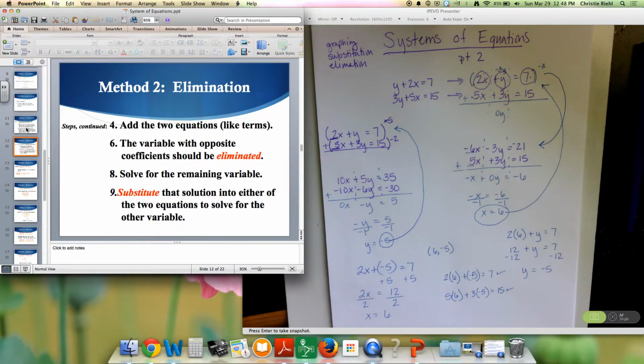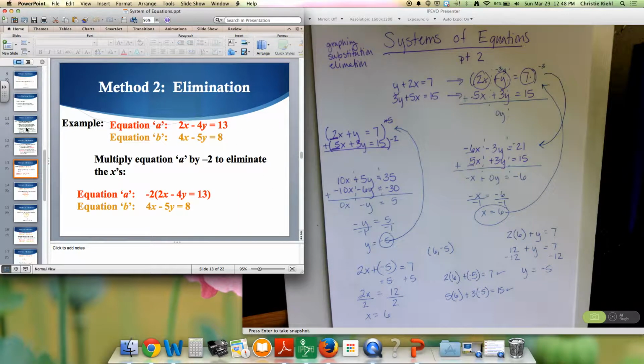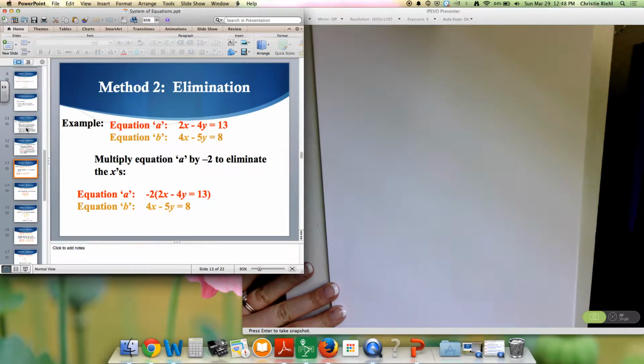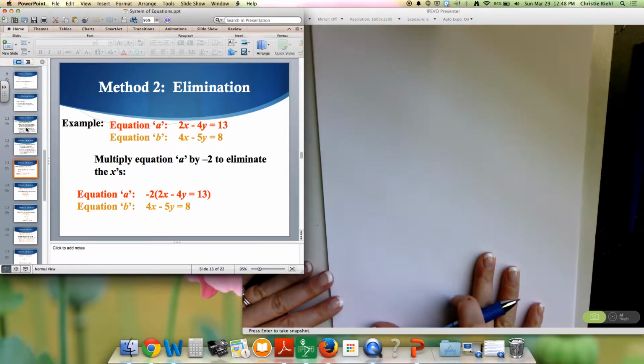So here are our steps again. Here's how it is with that first solution. So let's do one more practice one with our A and our B, and you guys can do this one with me.